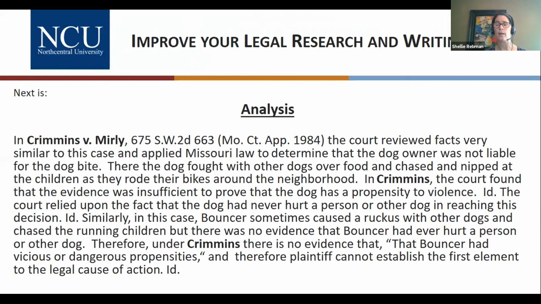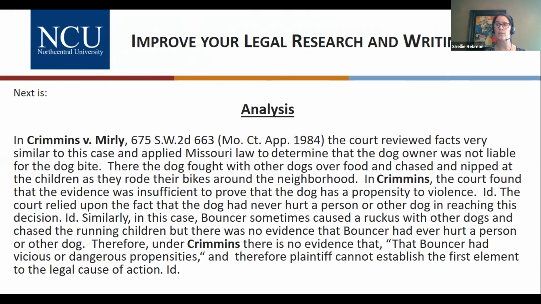From that point, I want to explain how the court resolved that legal issue in Crimmins. So I have here in Crimmins, the court found that the evidence was insufficient to prove that the dog has a propensity to violence. The court relied upon the fact that the dog had never hurt another person or dog in reaching its decision. So that was part of its analysis, that the dog had never hurt anyone.